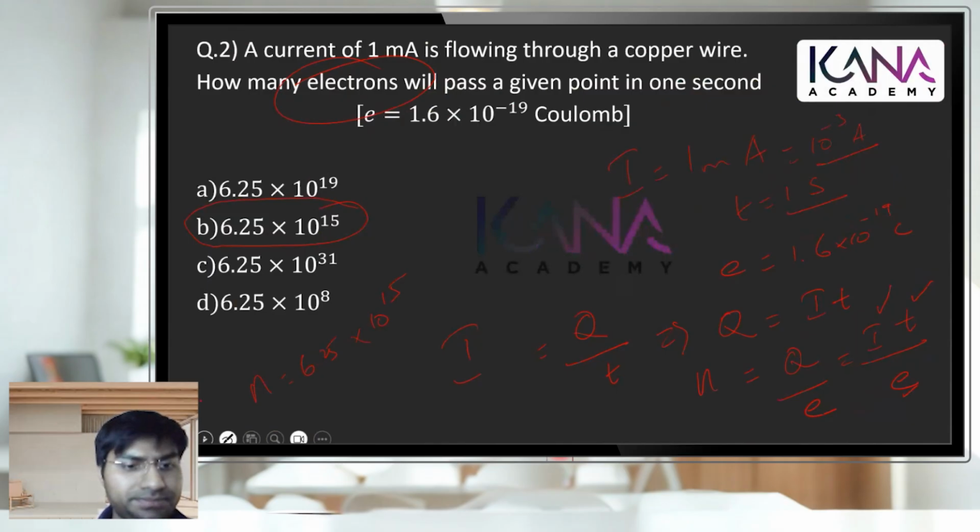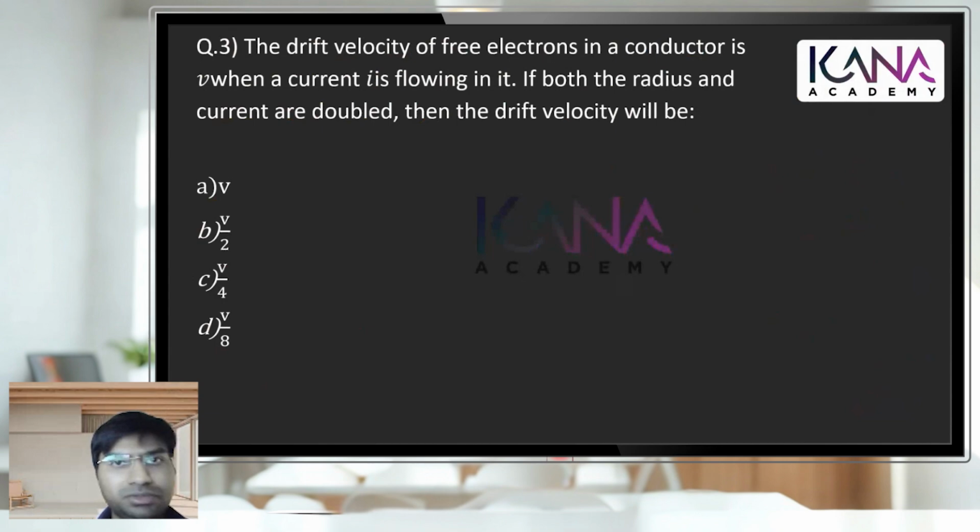Next question. It's a drift velocity based question, drift speed. Let's say the drift velocity when current I flows. The condition is that if both the radius and the current are doubled, then what will the drift velocity be? We know the formula I equals N e A v d, where A is nothing but pi r square.